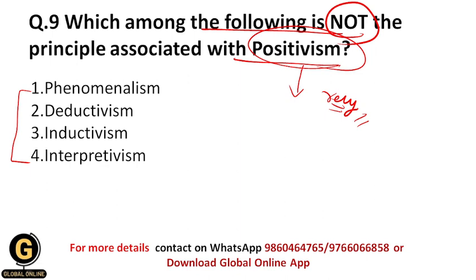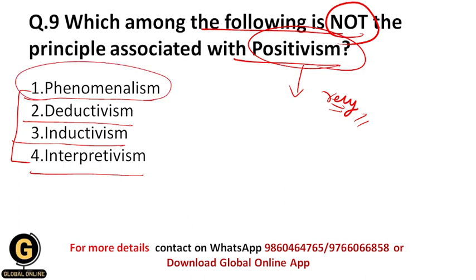Okay, so here there are different options like phenomenalism, deductivism, inductivism, interpretivism. Within positivism there are three principles, and those are phenomenalism, deductivism, and inductivism. So what is phenomenalism? Phenomenalism accepts that physical objects can be known as they appear as perceived phenomena.